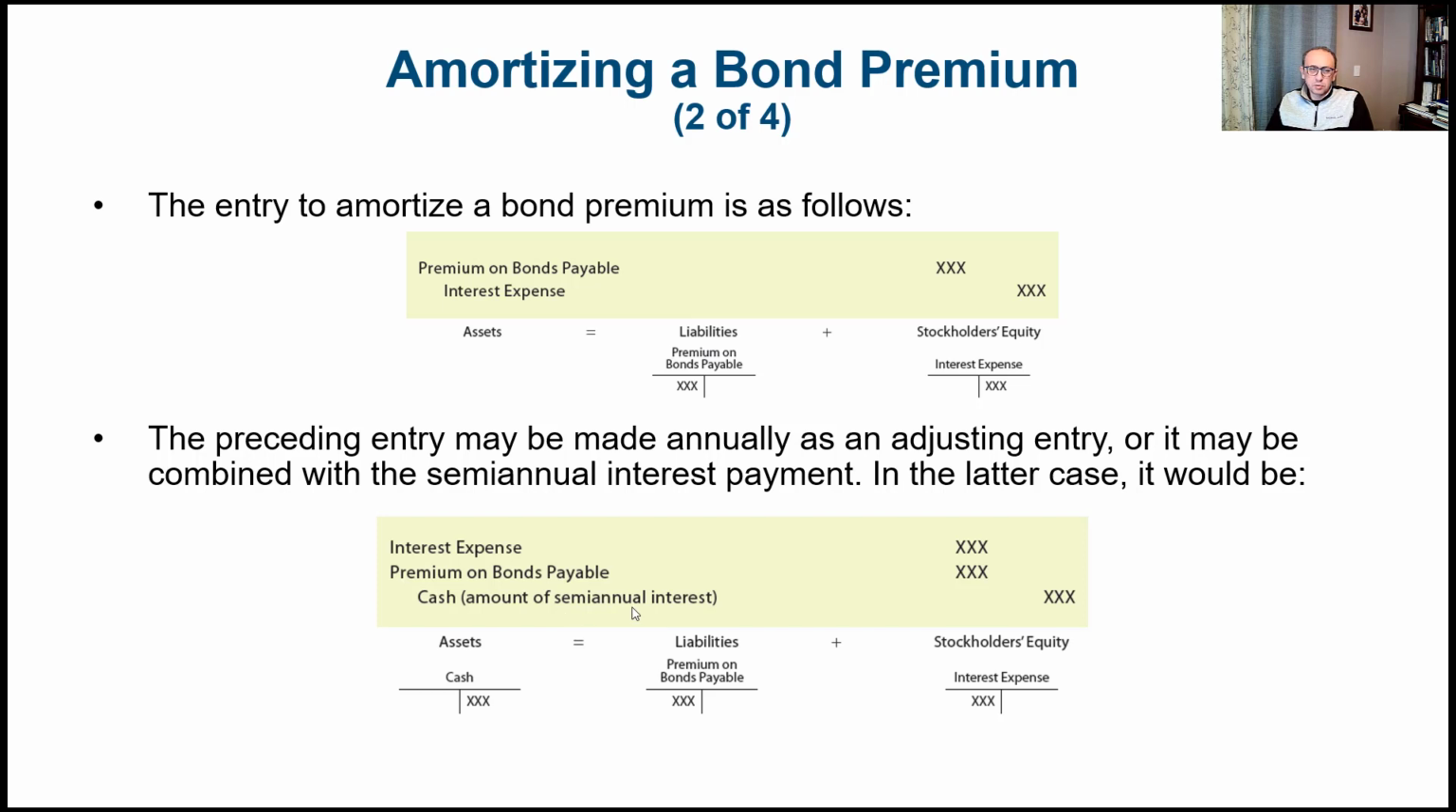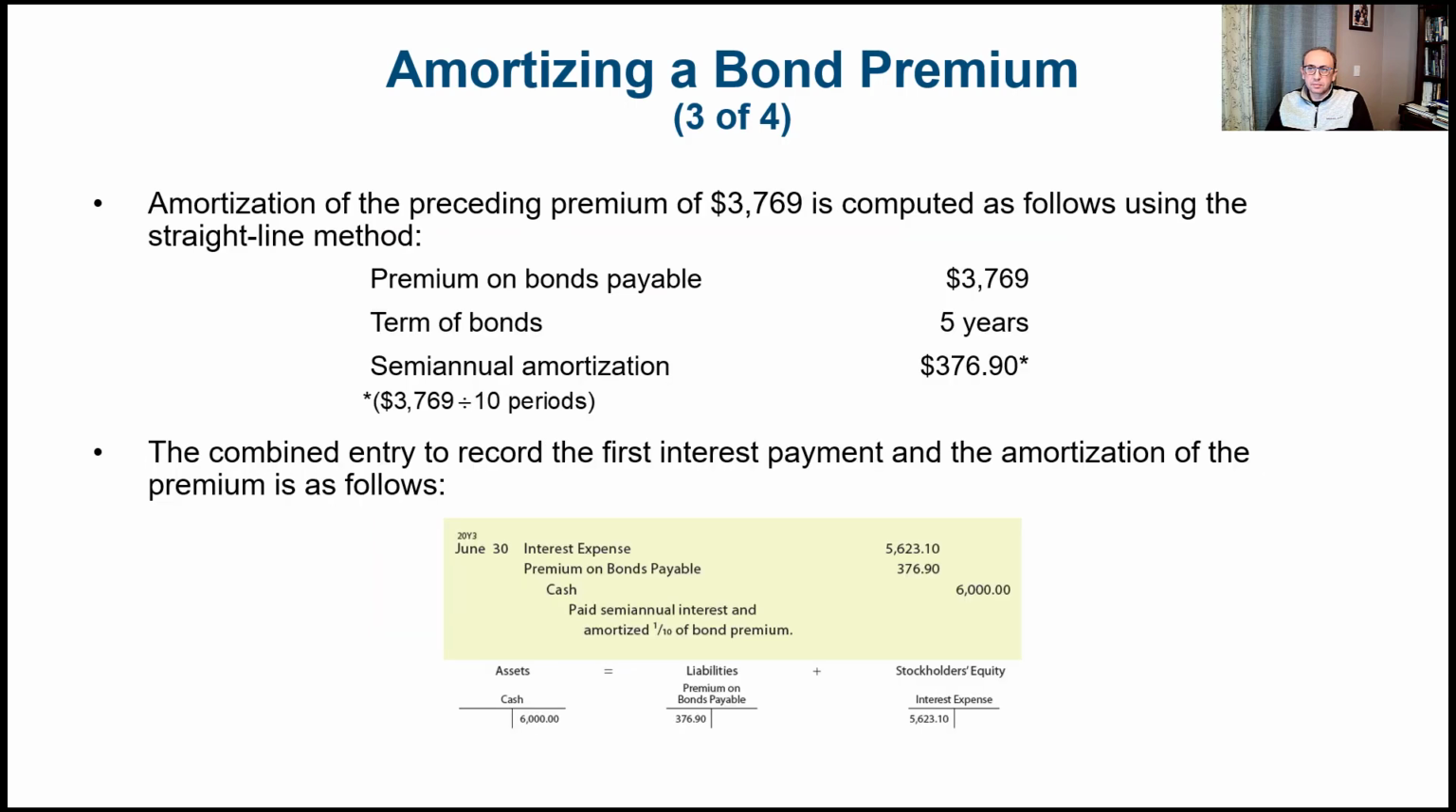So the sequence we usually follow is that we start with the cash, we amortize the premium, and then the difference between these two values would be the amount of interest expense. So that's the sequence that we have to follow when we are doing the math. So let's see an example. The amortization of the preceding premium of $3,769 would be computed using the straight line method as follows.